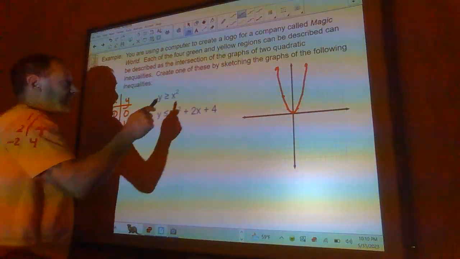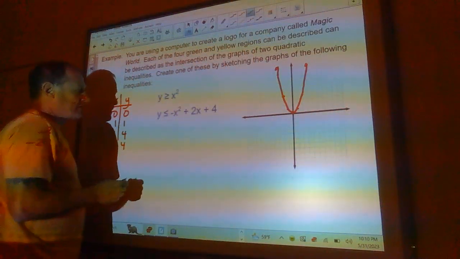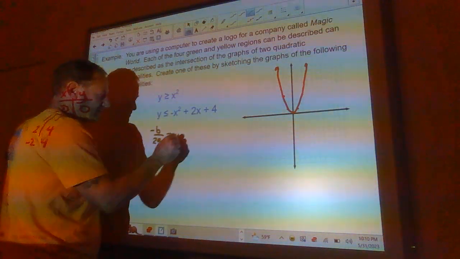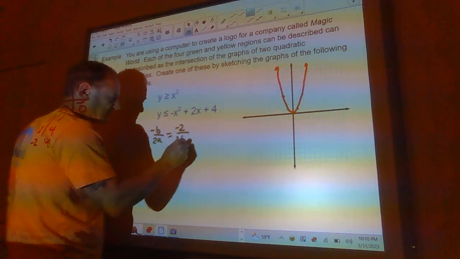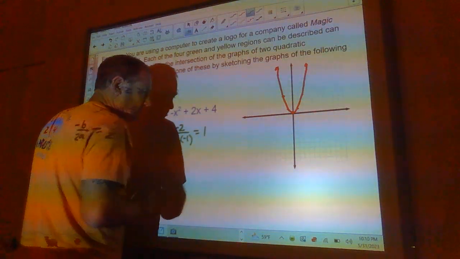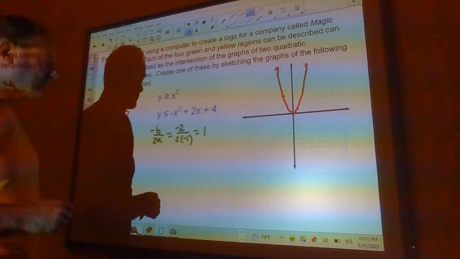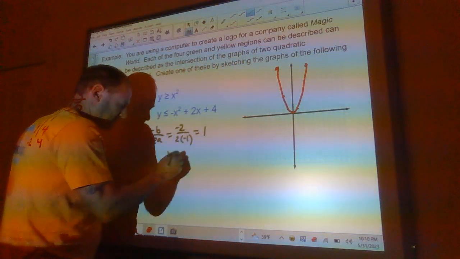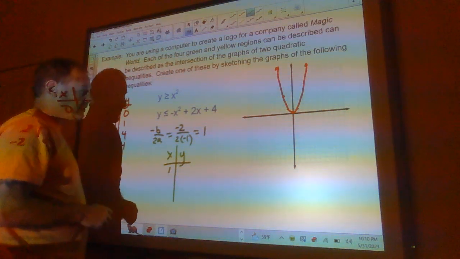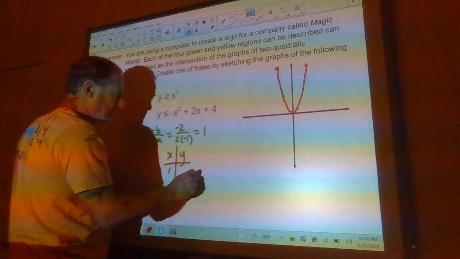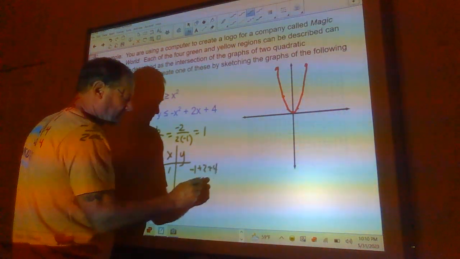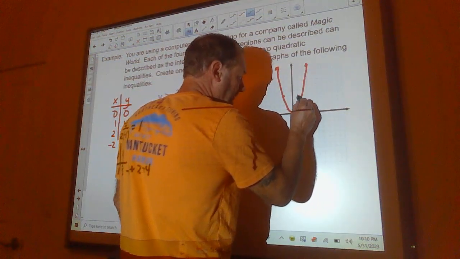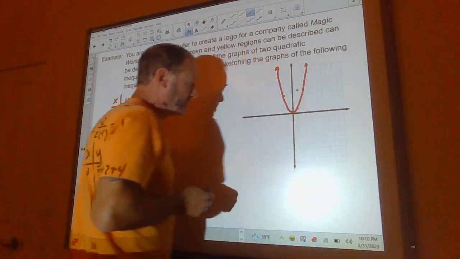Okay, so I've got this graph that's going to look like this. Okay, now I got to do the second graph. So this one, negative b over 2a is going to be my axis of symmetry. So negative 2 over 2 times negative 1 is going to give me 1 as the axis of symmetry on this. Okay, so in my table, 1 is going to be my first number. It's going to be negative 1 plus 2 plus 4. That's going to be 5. So 1, 2, 3, 4, 5. Right there.